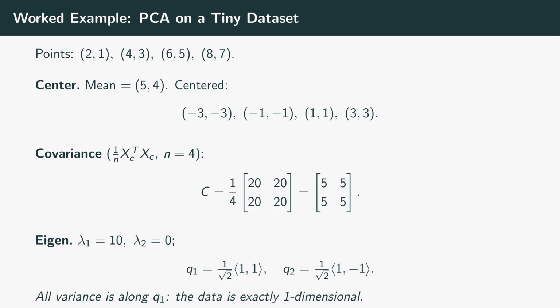This matrix has eigenvalues 10 and 0. The eigenvector for 10 is 1 over root 2 times the vector 1, 1, the 45-degree diagonal. The eigenvector for 0 is perpendicular to it. The verdict is striking: all of the variance lives along the first principal component, and exactly 0 along the second. The data, though written with 2 coordinates, is genuinely one-dimensional. PCA discovered that, and would let us store each point with a single number instead of 2, losing nothing at all.